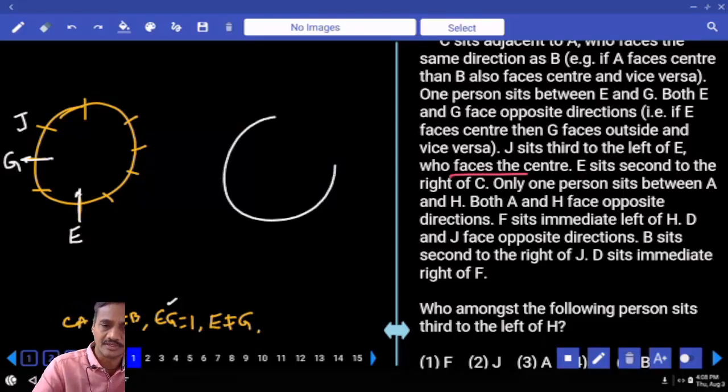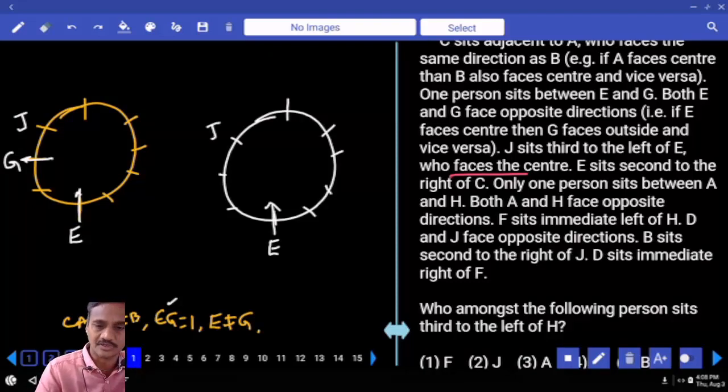And here again, there are 9 persons. E is facing towards the center, and then J is at this place. Now G is at this place. E is facing towards the center, G is away from the center.